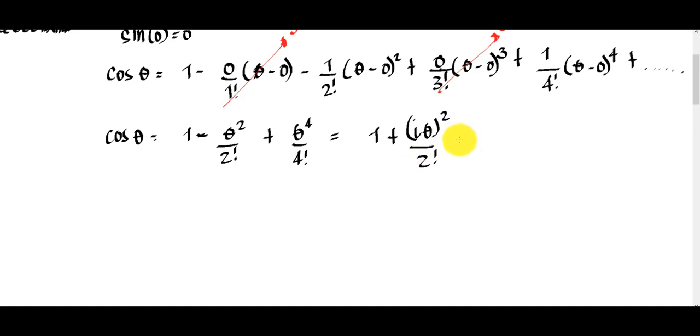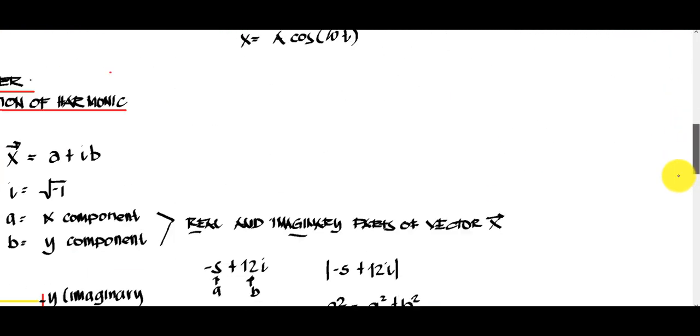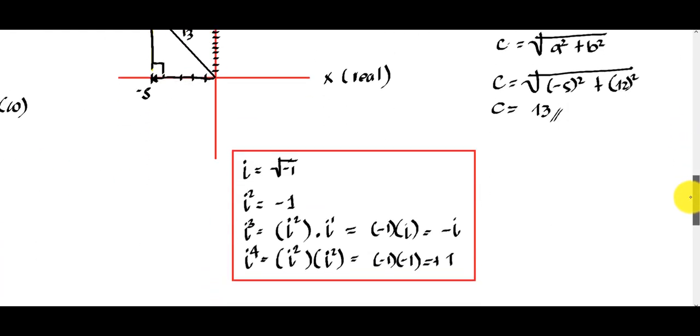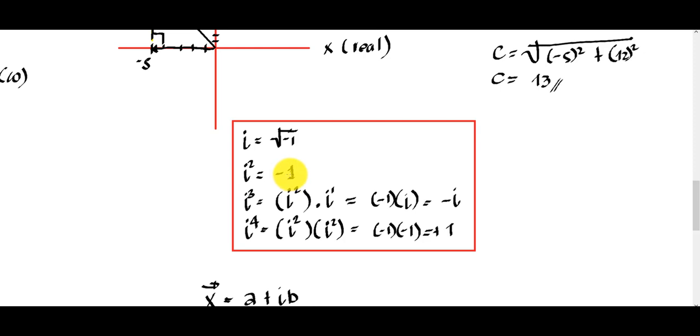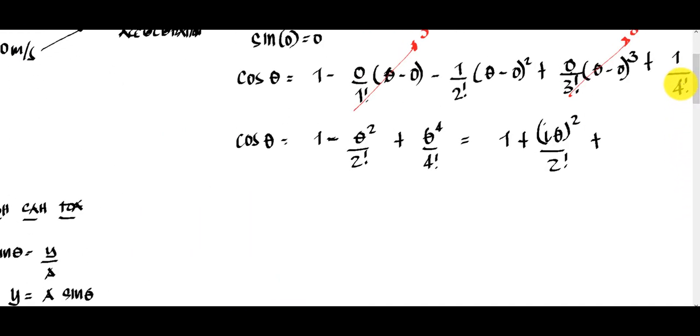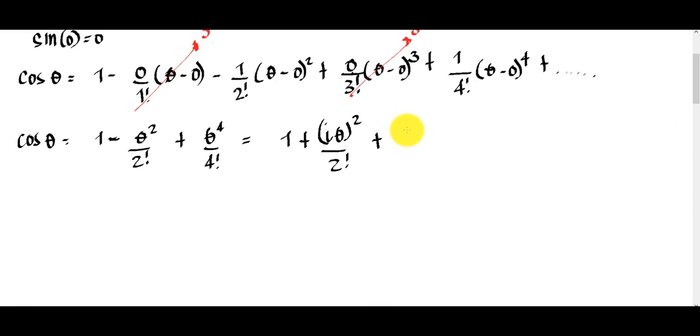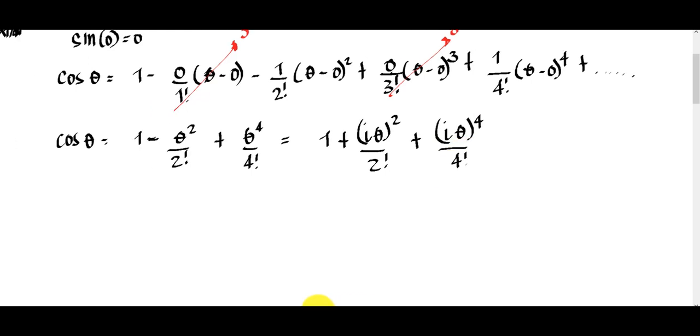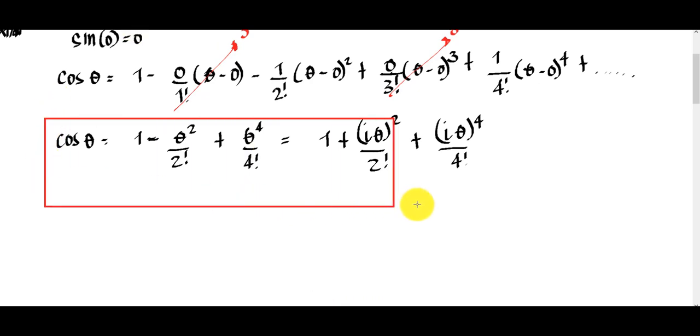Then for the 4th term, we have i raised to the 4th. Going back, i squared is equal to negative 1, so we extract this one to form this one. Now for i to the 4th, it will be positive, so we can represent this one the same way. So this is positive 1. Going back earlier, we can express this as i theta raised to the 4th divided by 4 factorial. Okay, so we have the series expansion here expressed in complex numbers. I'm going to box this one.